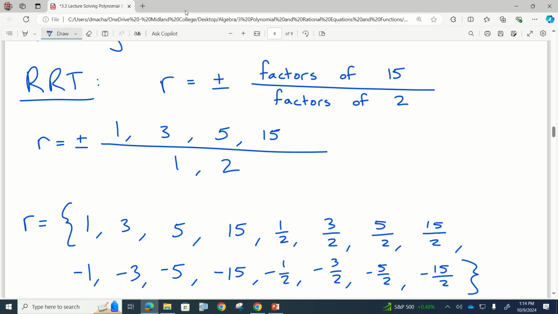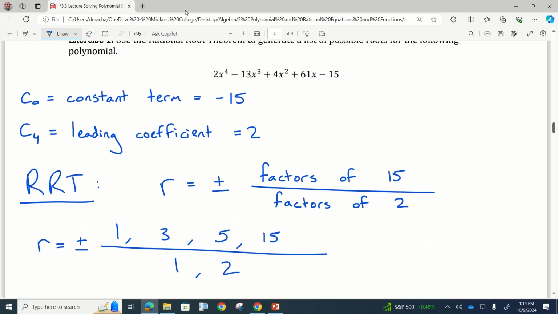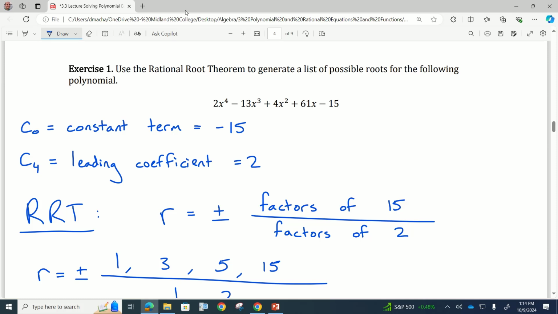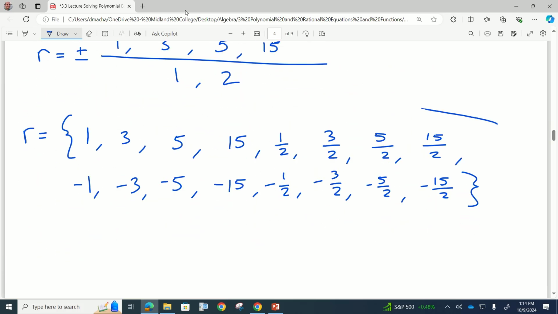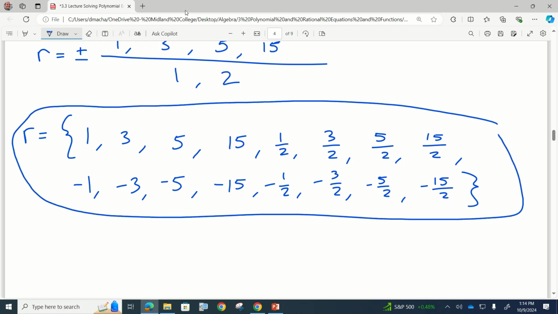This is all you would have to do in this kind of question. This kind of question just says, use the rational root theorem to generate a list of possible roots. And we did that. This is what I would expect you to do for your answer in this kind of question. Here in a minute, we're about to not only make a list of possible roots, but we're also going to determine which one of these possibilities is actually a root.